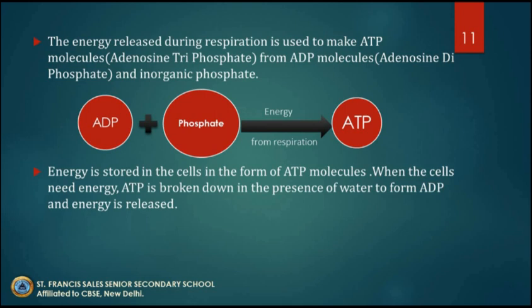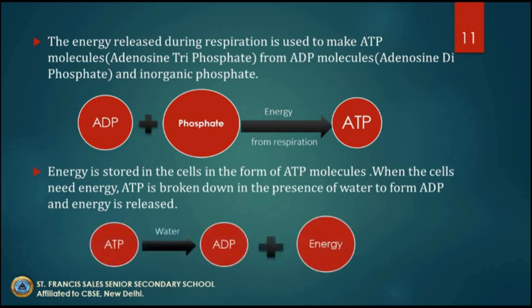That's it. First, the energy released during respiration is used to make ATP molecules, that is adenosine triphosphate, from ADP and inorganic phosphate. And it is stored in the cell. Whenever the cell needs energy, when our body needs energy, this ATP is broken down in the presence of water to form ADP and energy is released. See, ATP in the presence of water gives ADP plus energy.